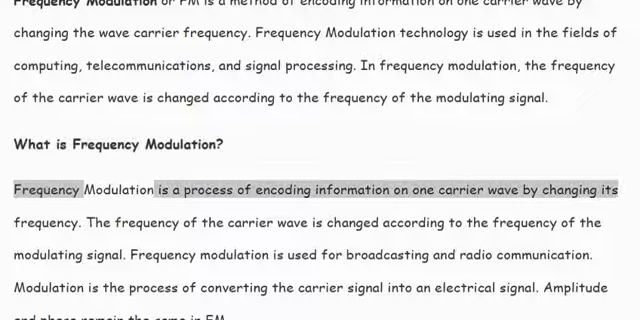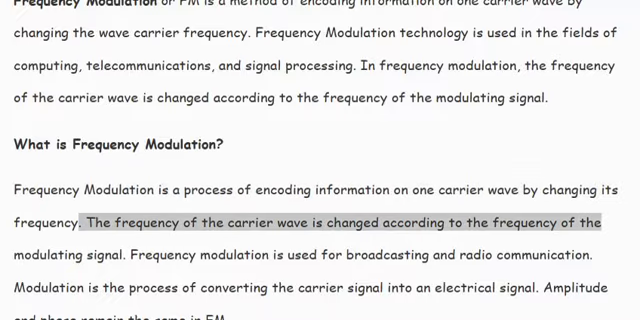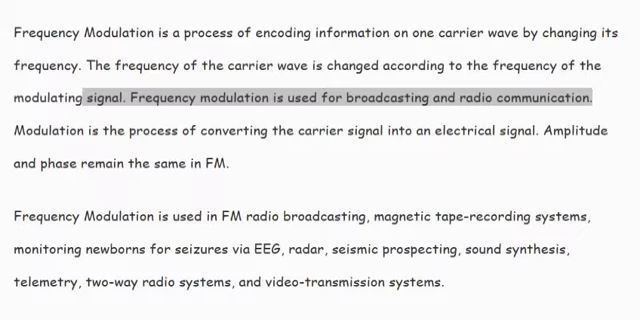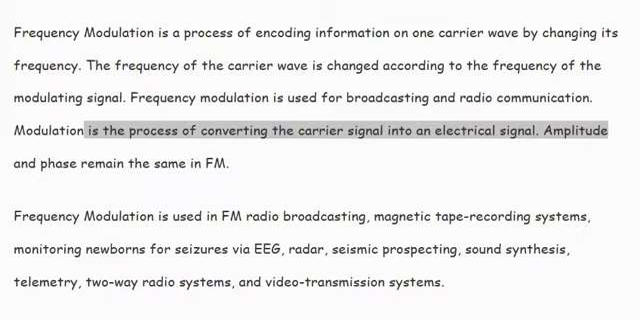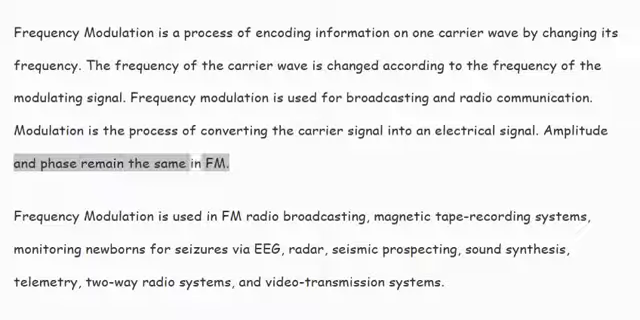Frequency modulation is a process of encoding information on one carrier wave by changing its frequency. The frequency of the carrier wave is changed according to the frequency of the modulating signal. Frequency modulation is used for broadcasting and radio communication. Modulation is the process of converting the carrier signal into an electrical signal. Amplitude and phase remain the same in FM.